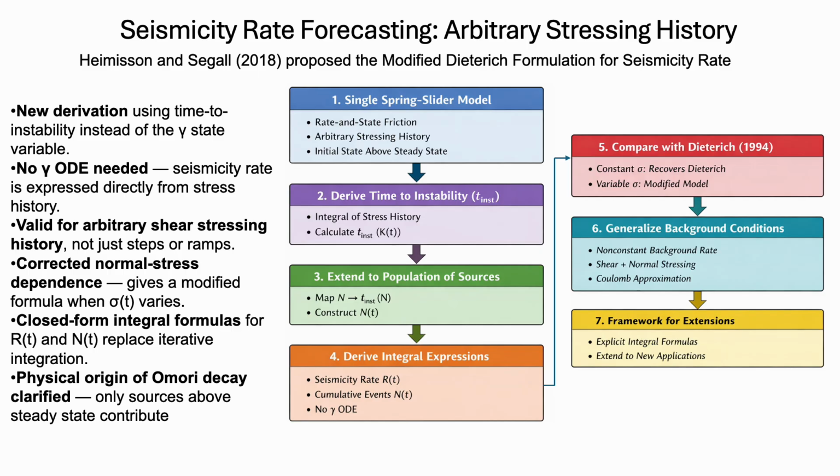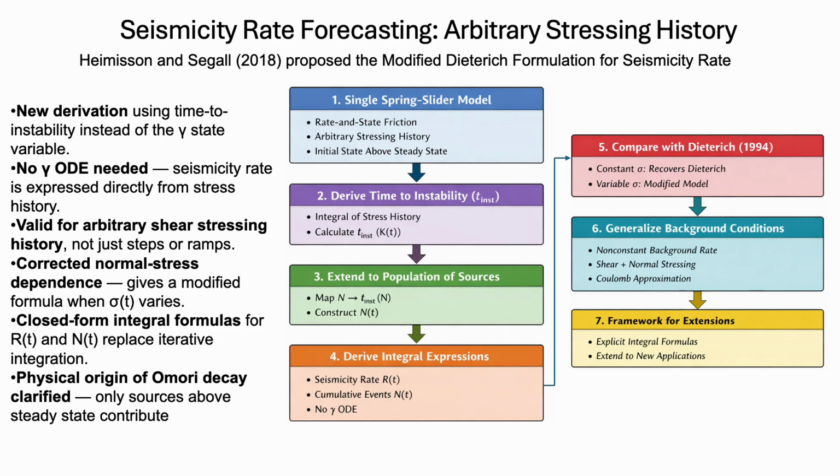And the most important part is this formulation is valid for an arbitrary stressing history wherein the normal stress is changing with time. It's a function of time. And it gives very nice integral formulations which are easy to calculate. So you can get exact solutions instead of a step change in values as in the Dietrich model. And it also gives us a very good understanding of the characteristic Omori decay, and they say that Omori decay only happens for sources which are above steady state.